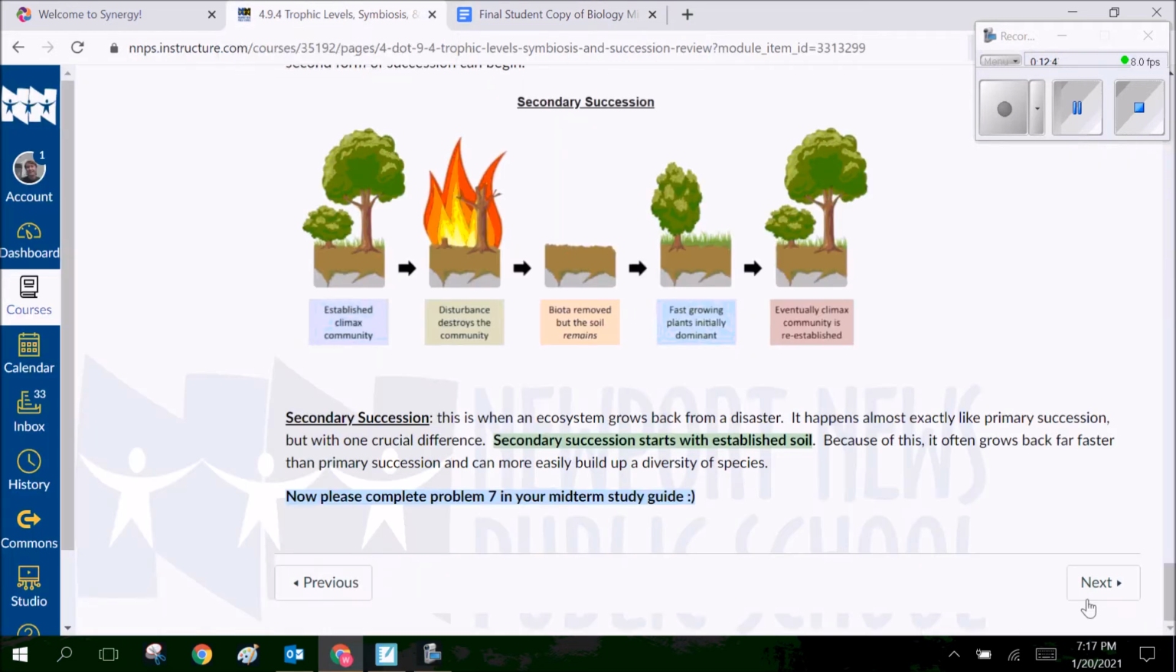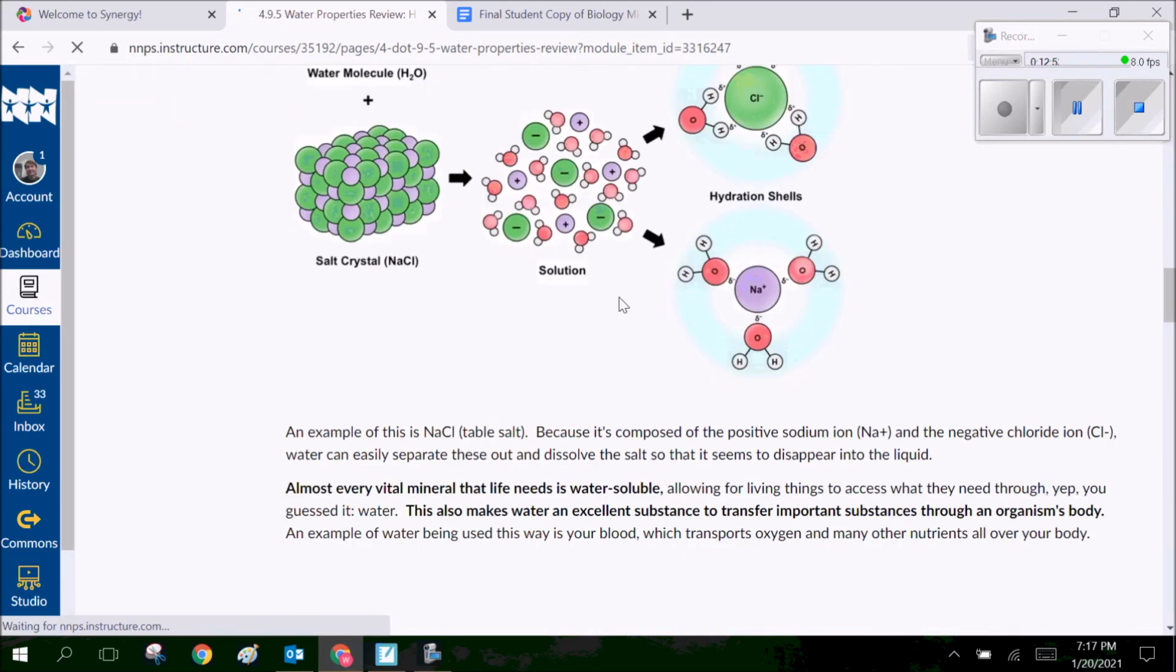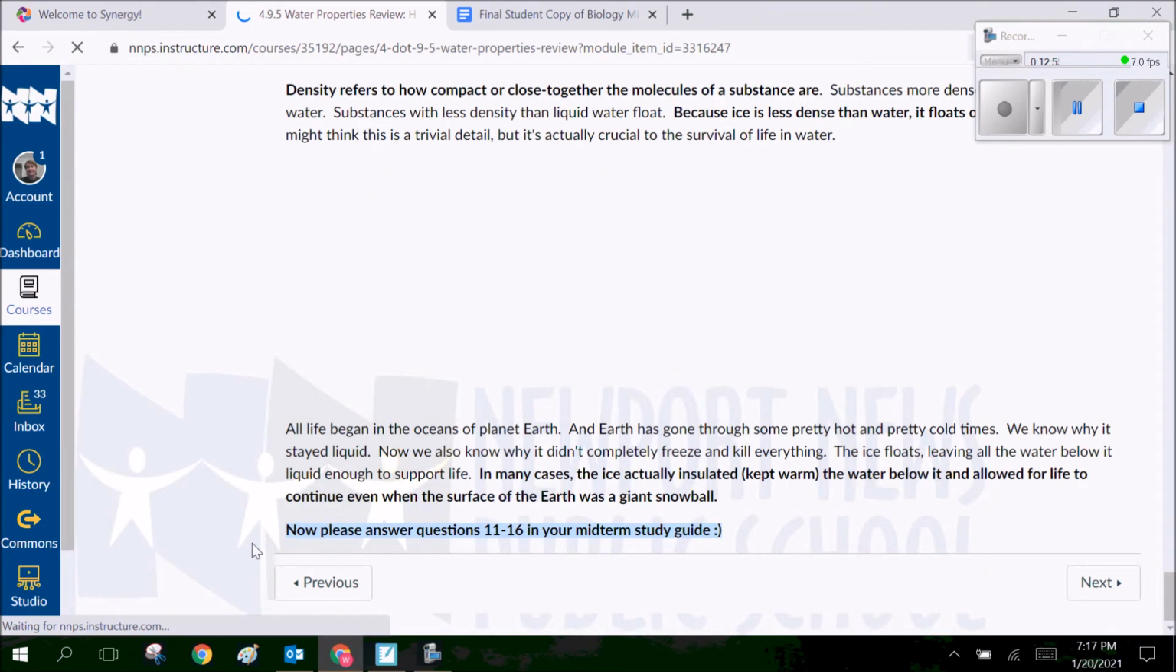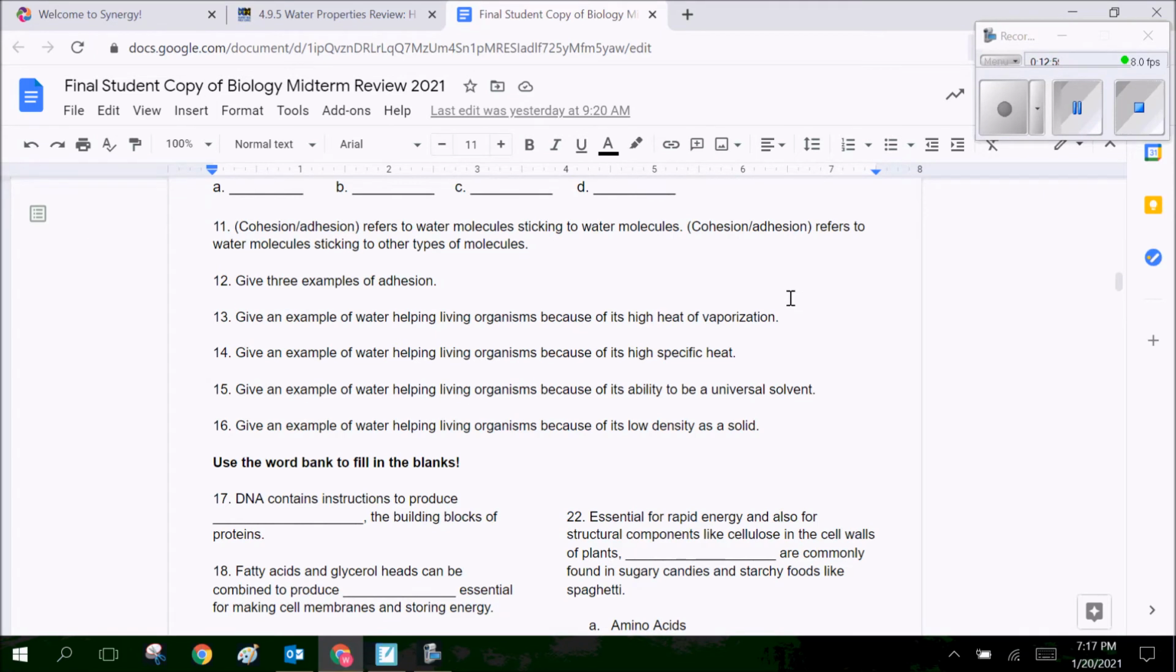Okay, so now let's go ahead and move on to the next section, and just like before, you're going to be reading through water properties and all that stuff, and at the very bottom of this, after you read through the different water properties, 11 through 16. So let's go to 11 through 16, go ahead and pause the video. Okay, now we're going to go through 11 through 16.